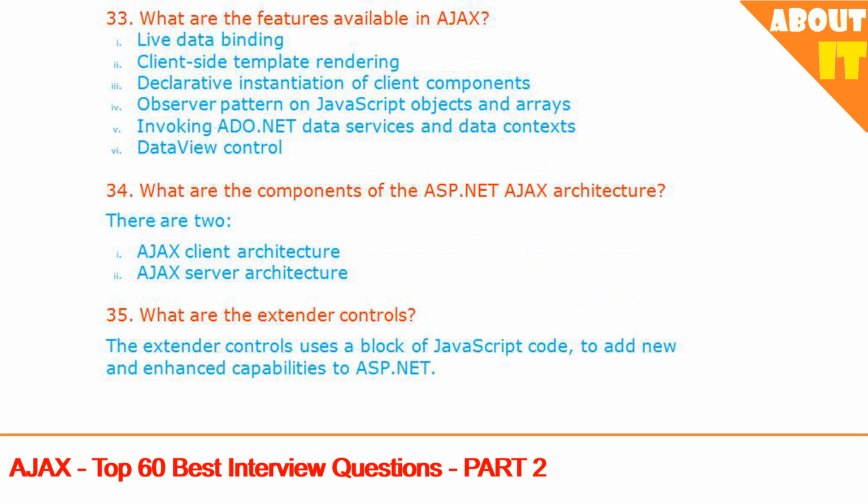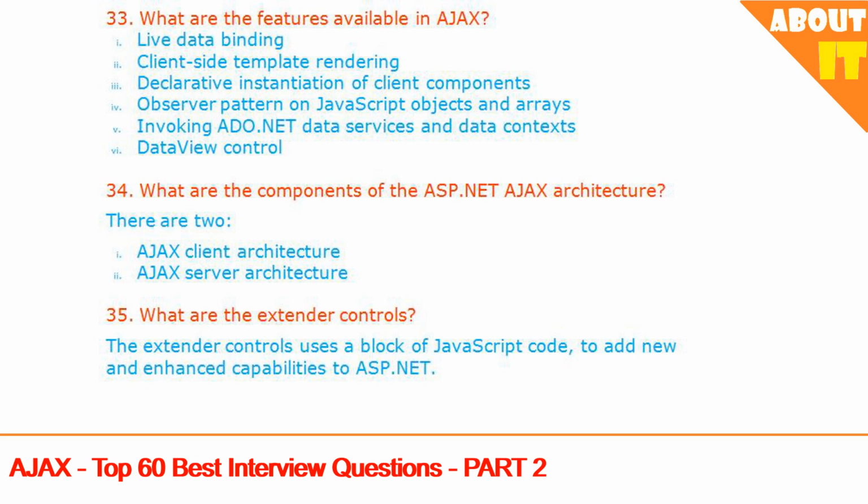33. What are the features available in AJAX? Live data binding, client-side template rendering, declarative instantiation of client components, observer pattern on JavaScript objects and arrays, invoking ADO.NET data services and data contexts, data view control.